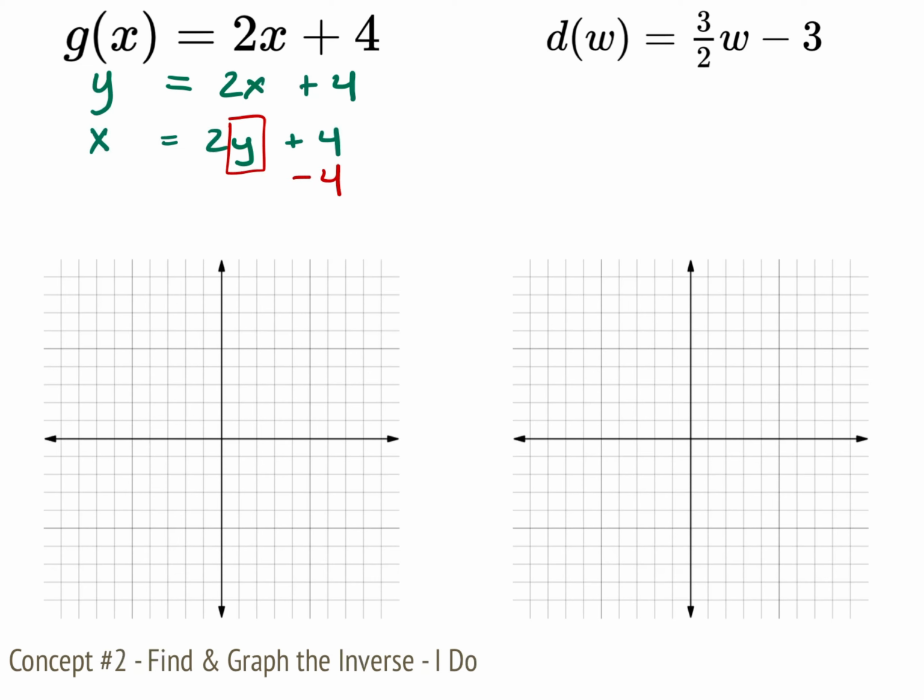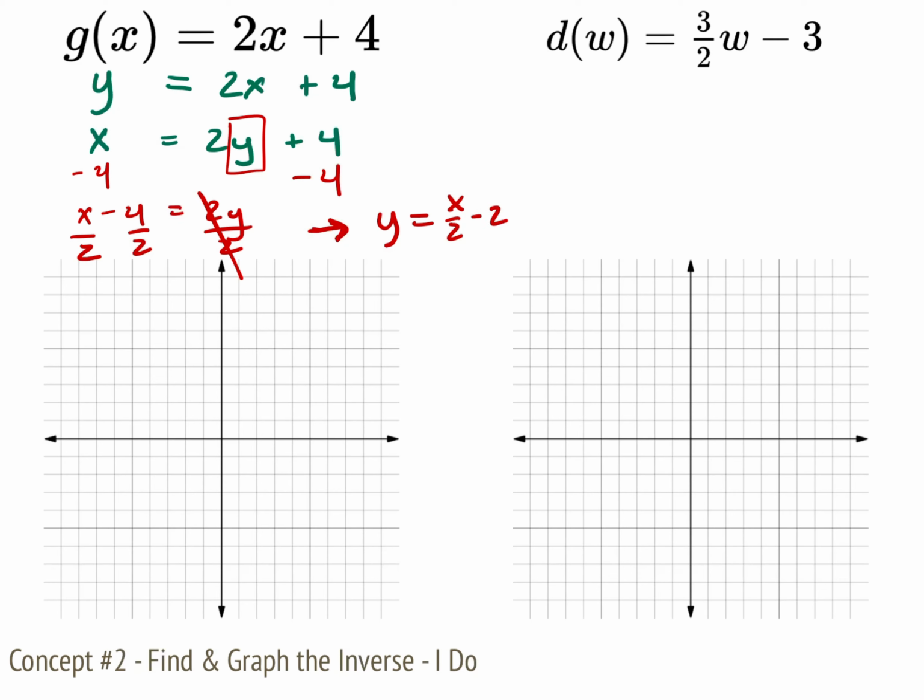So I subtract 4 from both sides. I'm left with x minus 4 equals 2y. And then I divide both sides by 2. Now, I always write my y on the left side, so I'm going to go ahead and flip that right over here. So y equals, because 2 over 2 cancels, x over 2 just stays as x over 2. And then negative 4 over 2 becomes minus 2.